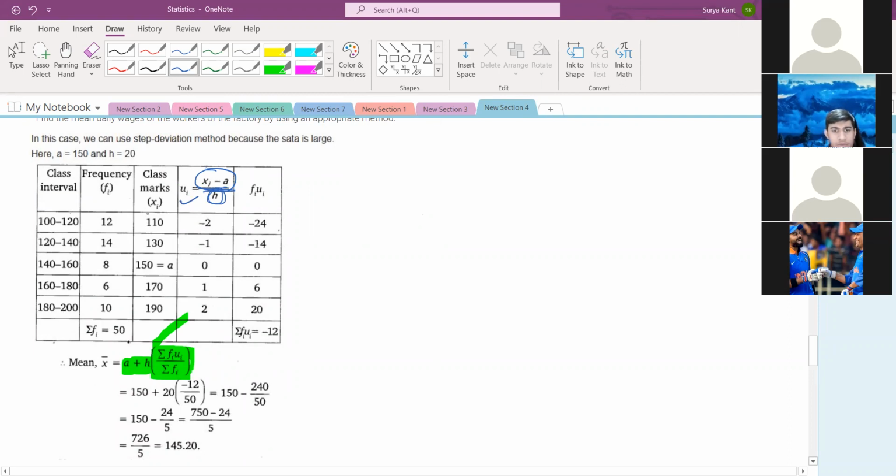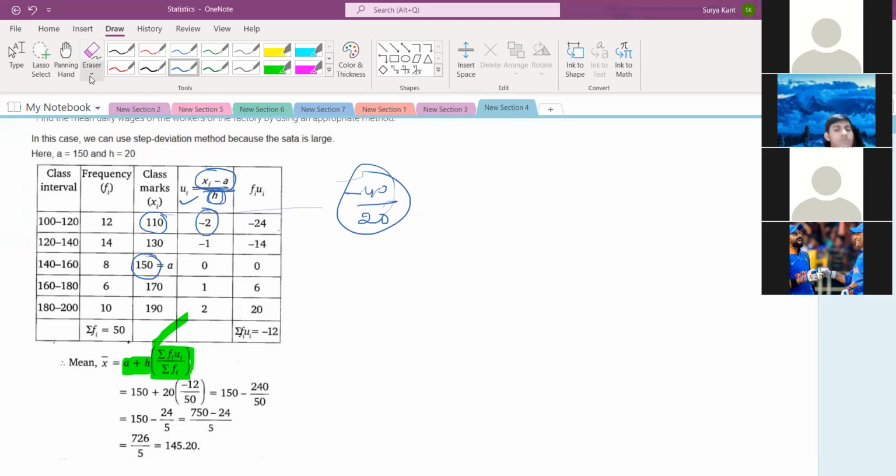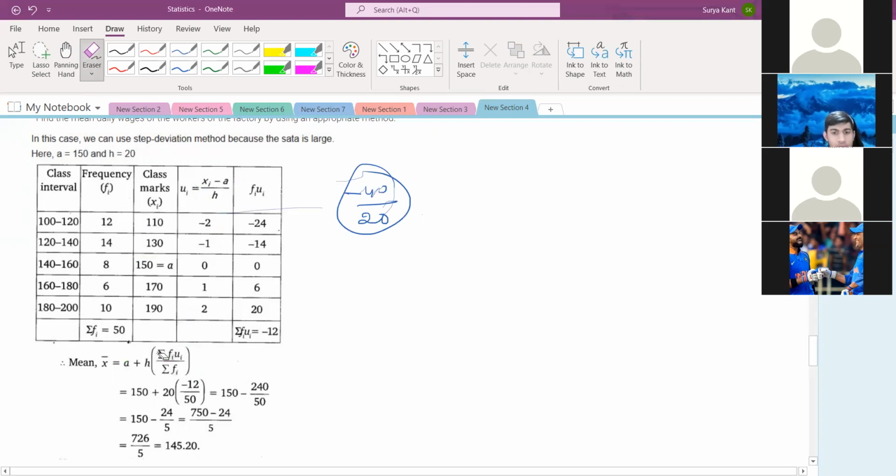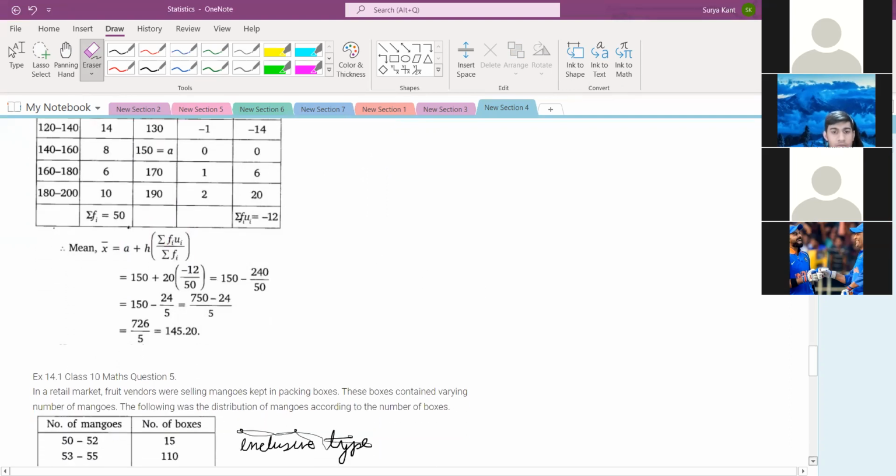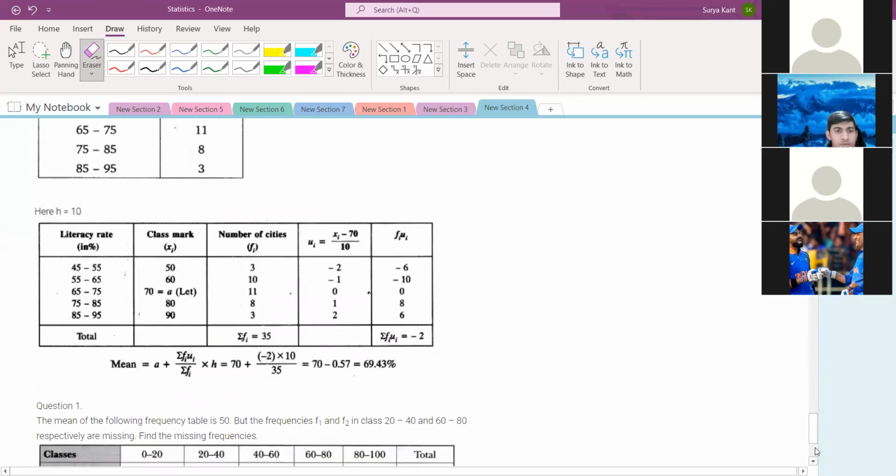So xi minus A. See here, xi minus A means what? 110 minus A, you will get minus 40, correct? Yes. And divided by height, how much is it? 20. So what answer will you get? Minus 2. So this minus 2 is coming like that. Okay, sir, clear now. Similarly you can do fi ui, multiply again, put the values in the formula and get the answer. Still any doubt? No, sir. Understood.